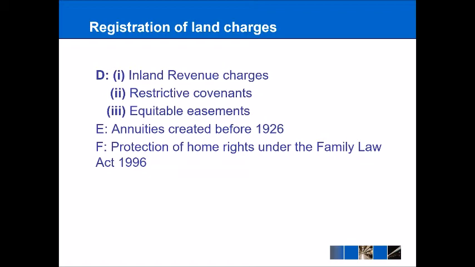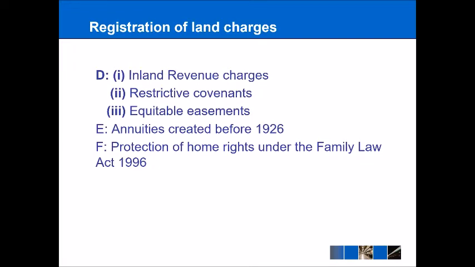Also covers restrictive covenants and equitable easements as well. E is not really too relevant nowadays because it refers to annuities created before 1926 and that aren't on the annuities register. F is still relevant though and derives from the Family Law Act 1996 and references the protection of home rights under that legislation.